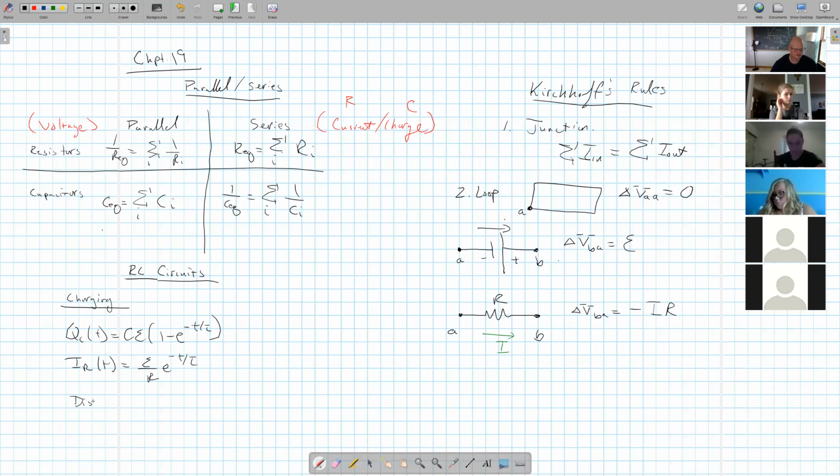For discharging, we then have the charge across the capacitor is equal to whatever the initial charge is times e to the minus t divided by tau. And then the current across the resistor is equal to whatever the initial current is, e to the minus t divided by tau, where in both of these two cases, tau is equal to R times C. That's our time constant.